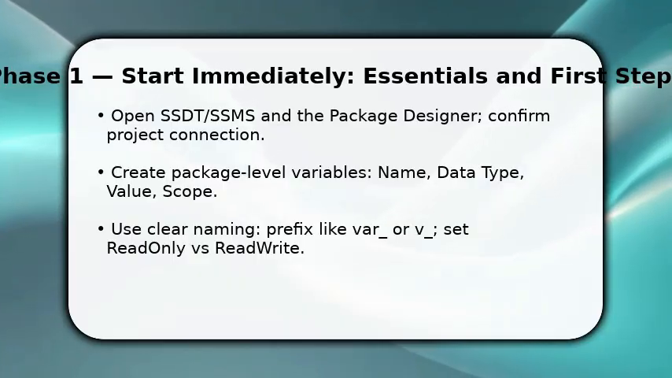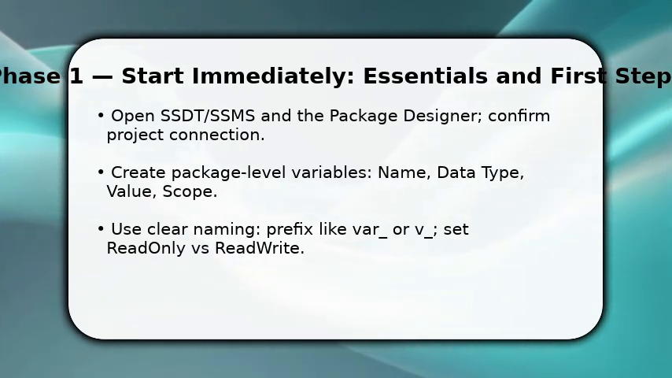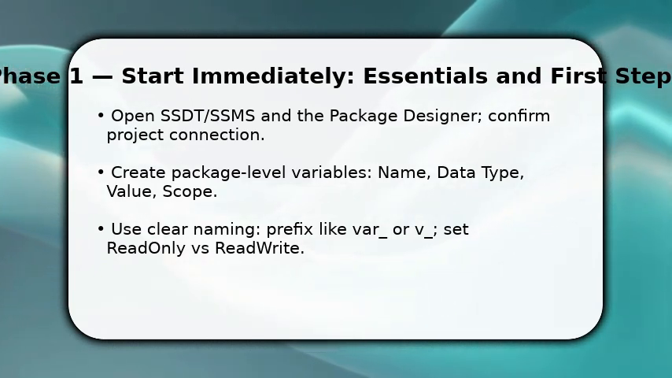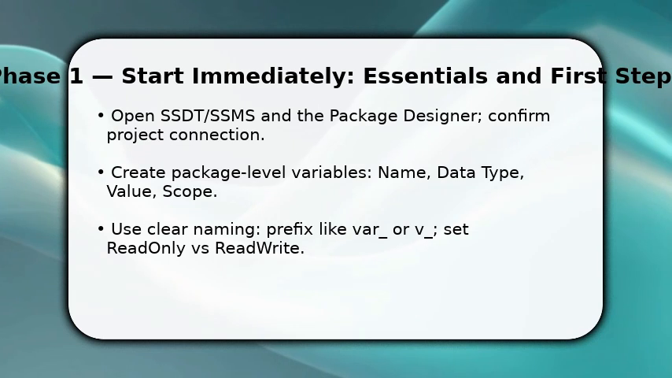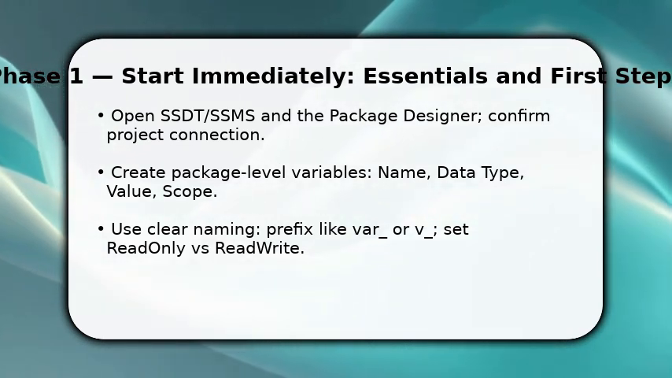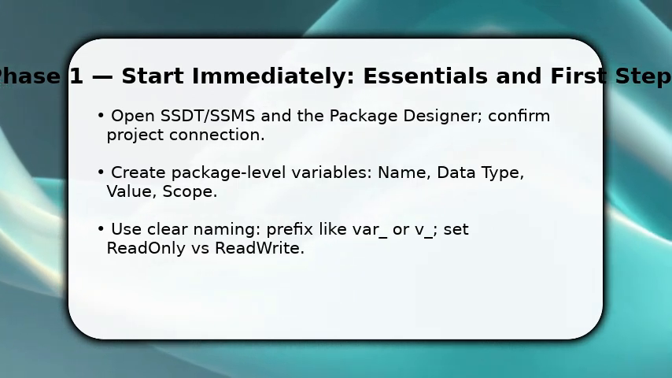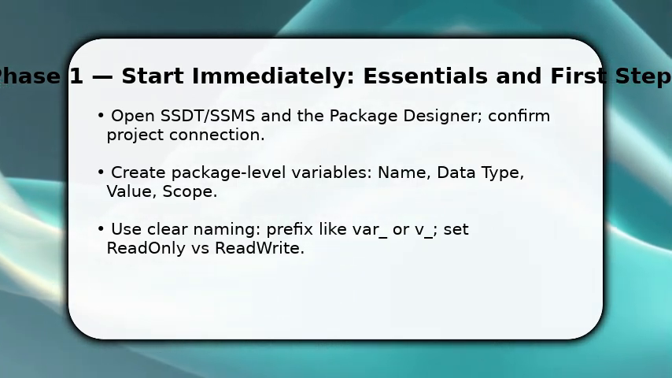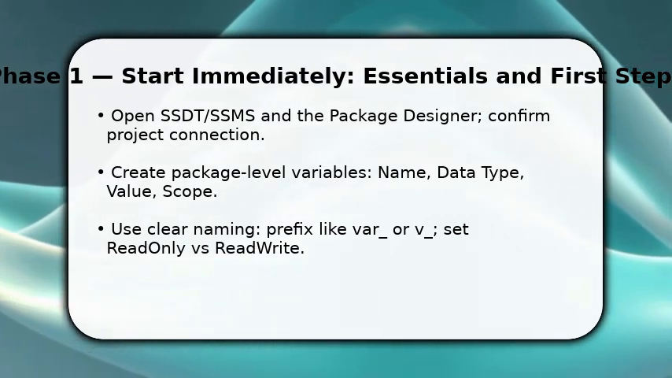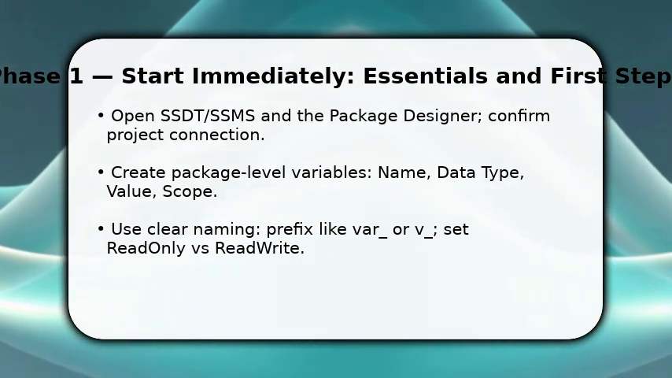You start by preparing the package and creating variables that drive behavior. Open the package in SSDT, then open the Variables pane. Once visible, click Add to create a new variable. Choose an appropriate data type, set an initial value, and select the scope, package or task, because scope determines visibility. Make naming consistent, for example var source path versus var target table, and choose read only when you only need to reference values. This reduces mistakes and makes expressions and configurations easier to map later.